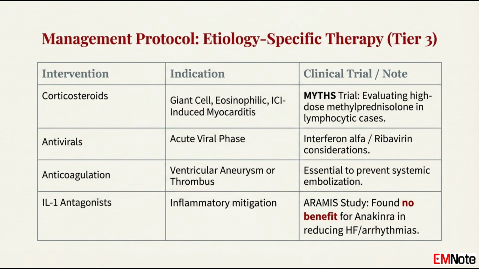There was also some hope for anakinra, the interleukin-1 receptor antagonist. There was, but the ERMIS study pretty much closed that door. What was the finding? No benefit. It didn't reduce heart failure or arrhythmias. So we don't use it. What about antivirals? Well, interferon alpha or ribavirin might be considered in the acute viral phases. But often by the time they present, the viral load is already dropping. Right, and the immune storm is just getting started.